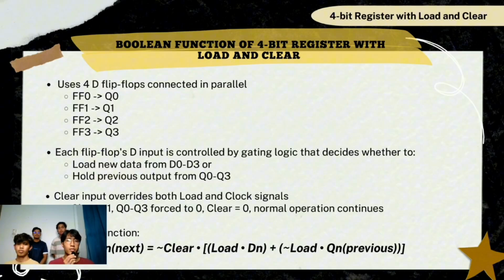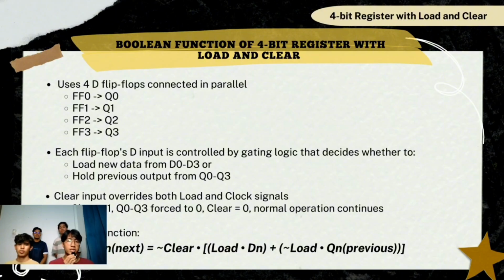And for the clear input, it overrides both load and clock signals. For example, when the clear is 1, Q0 until Q3 is forced to 0, which means it resets, and when clear equals 0, the normal operation continues, which means it will continue to store memory.